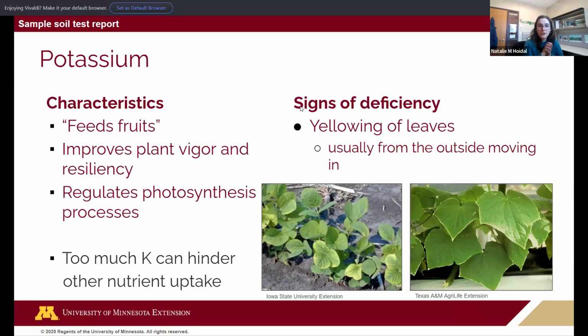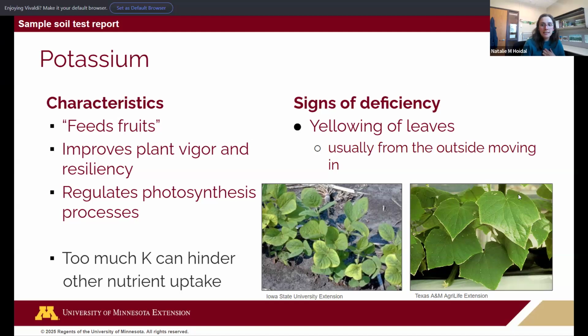Right, our final macronutrient, potassium. Potassium is really important in fruit set, especially for heavy fruiting crops like tomatoes. Plants use a ton of potassium as they're flowering and fruiting. Occasionally, too much potassium can get in the way of other nutrient uptake. I think we very rarely see that.